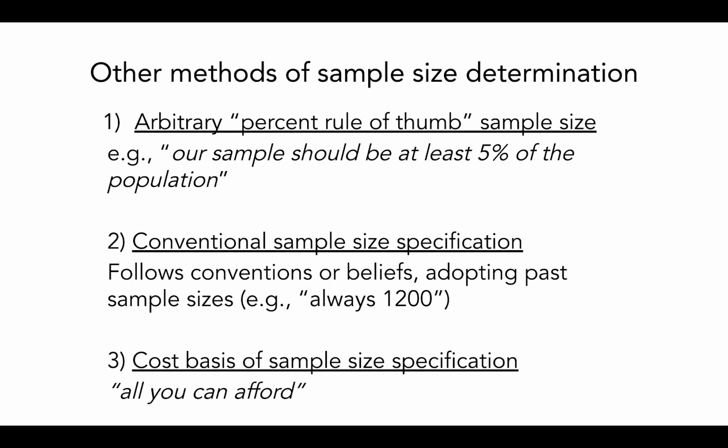Another thing you could do is follow conventions and beliefs, so adopt sample sizes that were used in the past. If a research company, for example, always sticks to 1,000 or 1,200 units in their sample, maybe it's a convention that they want to keep, and they stick to that same sample size over time. Lastly, another determining factor could be just the cost. Some researchers or research institutions would go for as much as they can afford. So an all-you-can-afford type of decision-making process, where you gather a sample as large as you can actually make work budget-wise.